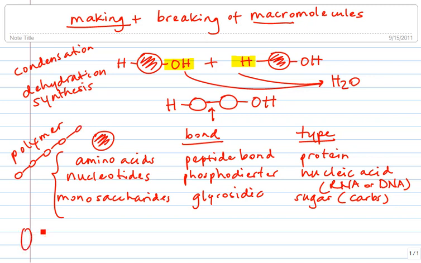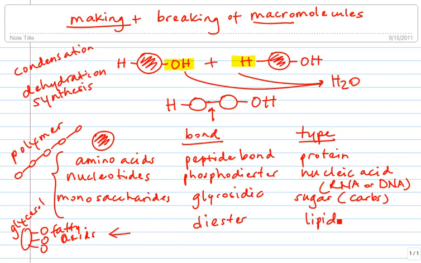You can also make things like fats, which are very large, in which case you would be gluing together a glycerol molecule with 3 fatty acids. So that would go over here under the types of parts that you're putting together. In that case, the bonds are known as diester bonds. And again, you've made a lipid or some sort of an oily substance.